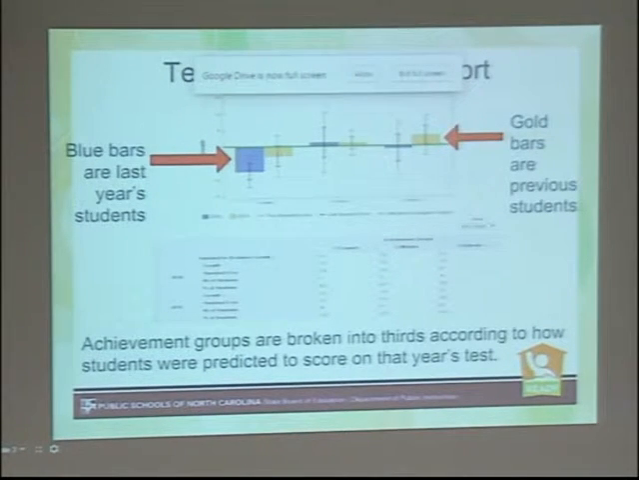The 3 groups, those students who are in those groups were predicted to score in the thirds of the state. Where they did compared to the thirds of the state. So those 6 kids in tertile 1 were predicted to score in the bottom third of the state that year. The middle one predicted to score in the middle third of the state. The top one, top third of the state. It's not your school, it's not your district, it's statewide.